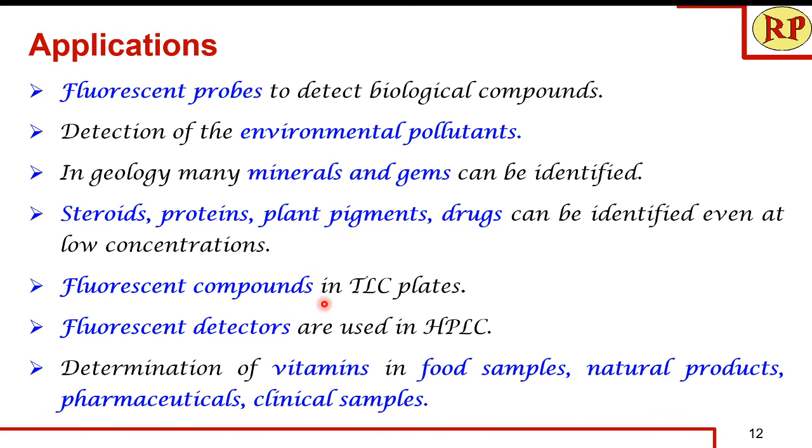And apart from that, in TLC, we have already seen in thin layer chromatography that if the compounds are fluorescent, you can use this fluorescence for TLC also. We use this UV lamp for determining the compounds. If you haven't watched thin layer chromatography, the link is at the top, you can watch. And similarly, if you haven't watched HPLC, that is high performance liquid chromatography, you can watch, the link is at the top. We can use fluorescent detectors if the substances present in the sample are fluorescent in nature.